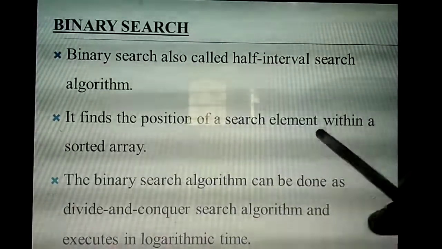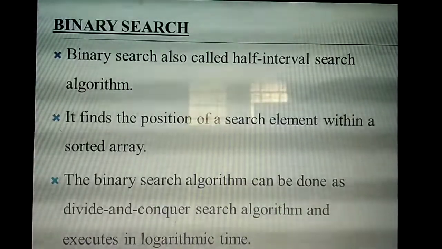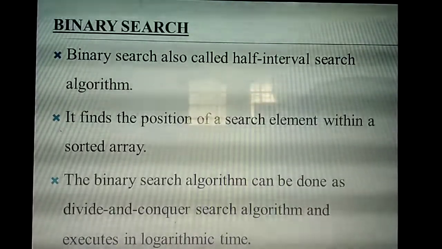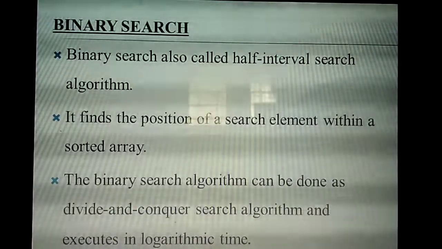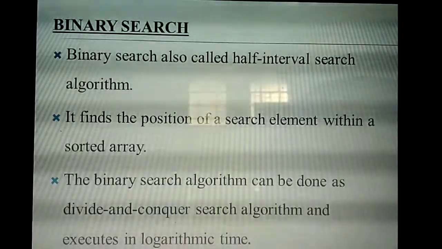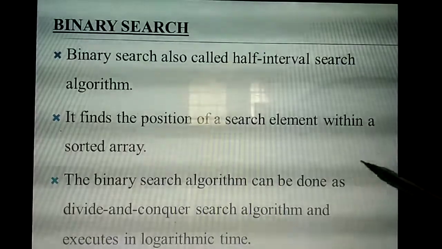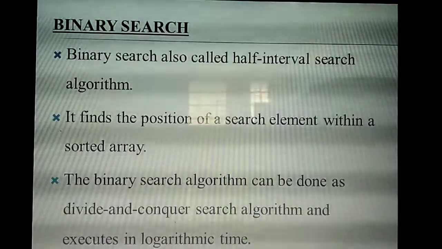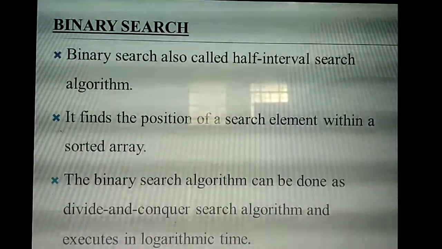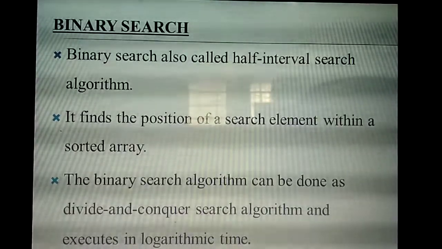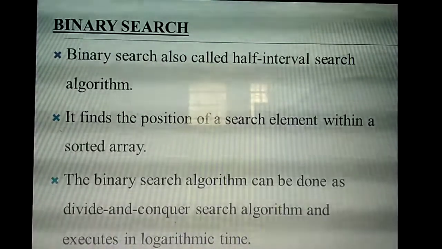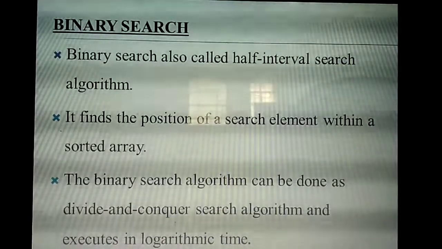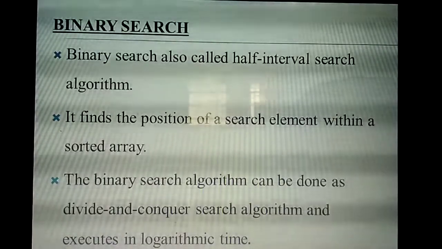It finds the position of the search element within a certain array. Here also you are going to find the position of an element. In linear search you find the index value; likewise here also you are going to find the position of a particular element. That's the second point. Here the binary search algorithm is done by one method, that is divide and conquer. What method are you using? The divide and conquer method. Understand the 3 points. What's the other name of binary search? Half interval algorithm. Here also you are going to find the position of a particular element in an array. Binary search is done by one method called what? The divide and conquer algorithm. This is the introduction of binary search.